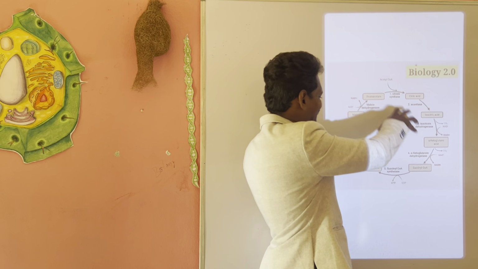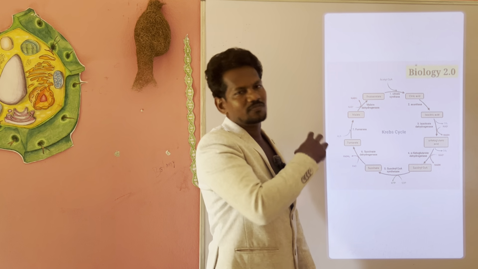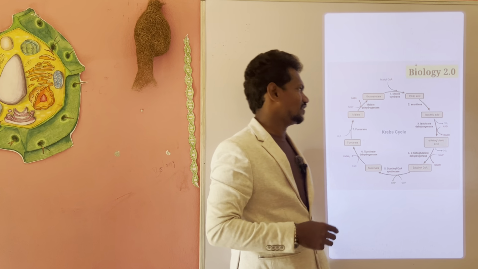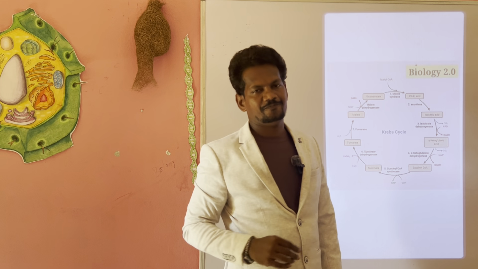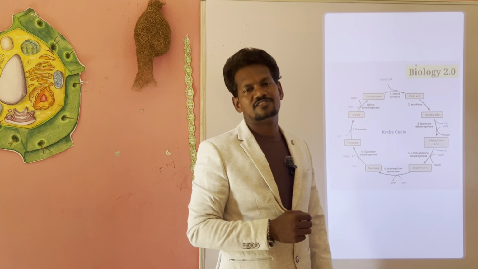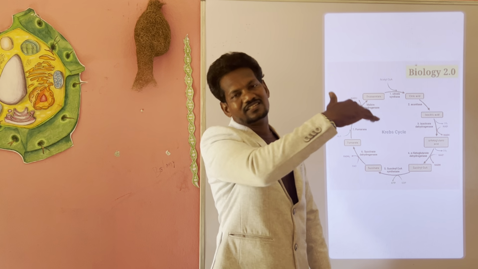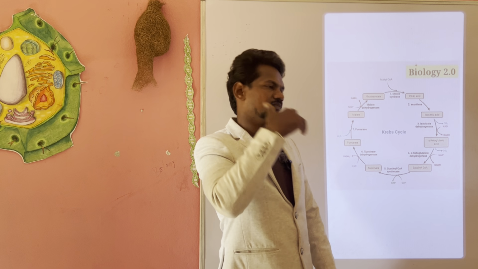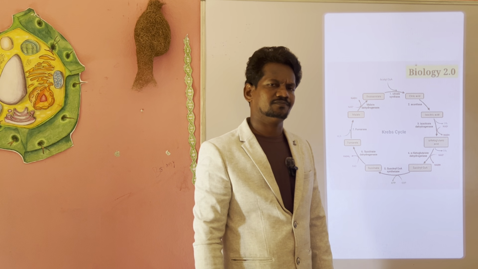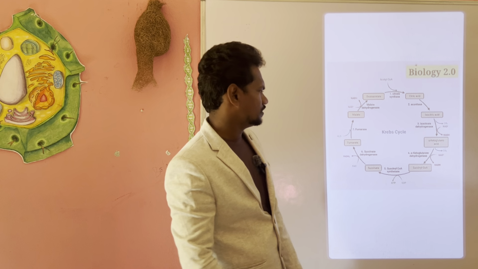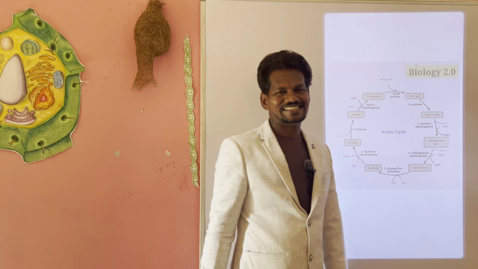The NADH and FADH2 formed in this cycle enter into the electron transport chain. That is the third and final phase of aerobic respiration or cellular respiration. After the electron transport chain, at the end, ATPs are formed or synthesized. I hope everybody understood this brief information regarding the Krebs or tricarboxylic acid cycle.